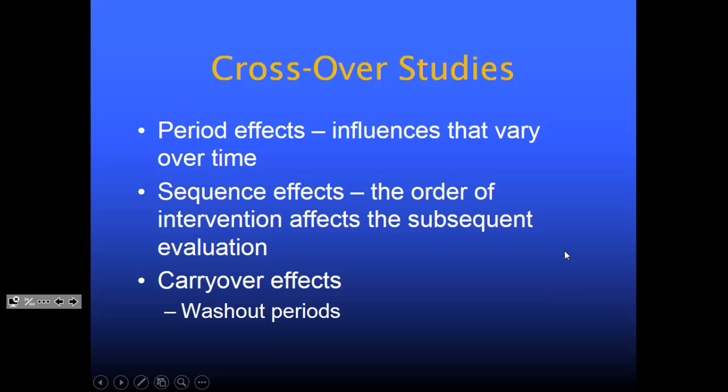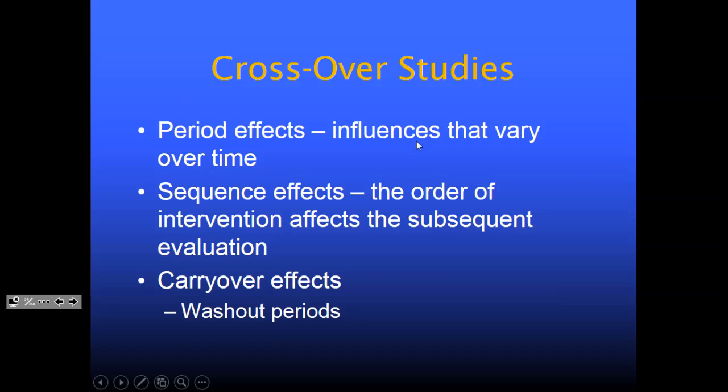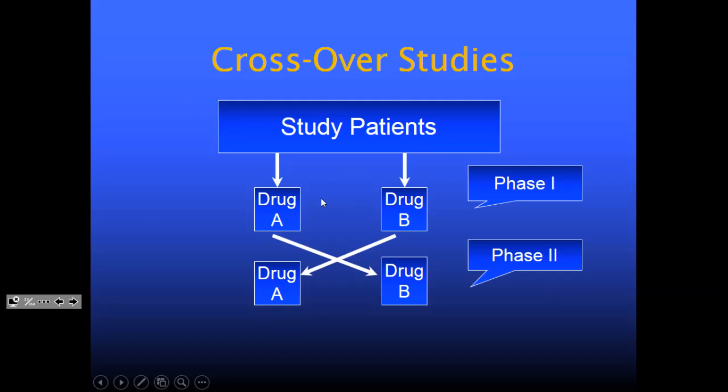Crossover studies have some problems compared to parallel studies. They're the period effects, the sequence effect, and carryover effects. So in a period effect, influences that vary over time. And that's sort of like the cold. The cold basically comes and goes. So patients who are going to take the first drug are probably going to look effective. By the second drug, they'll definitely be effective. So based on just sort of the timing.